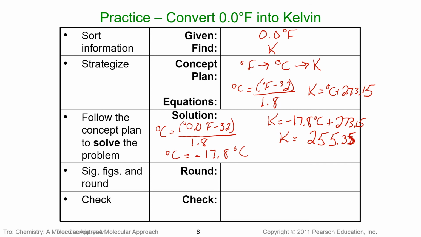So the next thing is to do significant figures and round. We'll talk about this in the next section, but we would round this to 255 Kelvin, and we'll explain why in the next section. Again, we want to check our answer. Because 0 degrees Fahrenheit is less than 0 degrees Celsius, we would expect to have a smaller value than 273, which we do. So that makes sense.